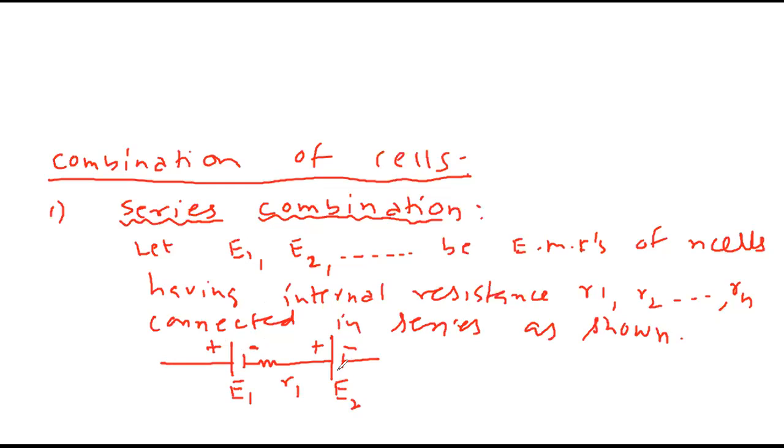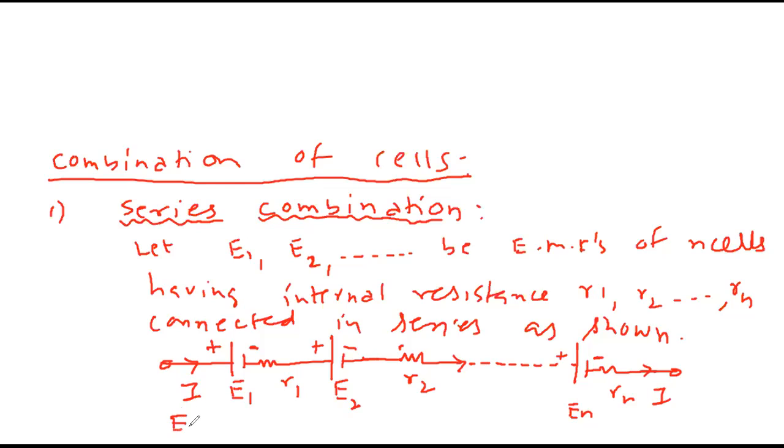If it is reversed, it is called opposing. Sometimes by mistake this can happen. If one is not connected properly, the result will be different. So this will be internal resistance R2, and this way up to En, Rn connected in series. Series means the same current will keep on flowing throughout. Did everyone understand the diagram? Plus minus plus minus plus minus, then it is called series combination.